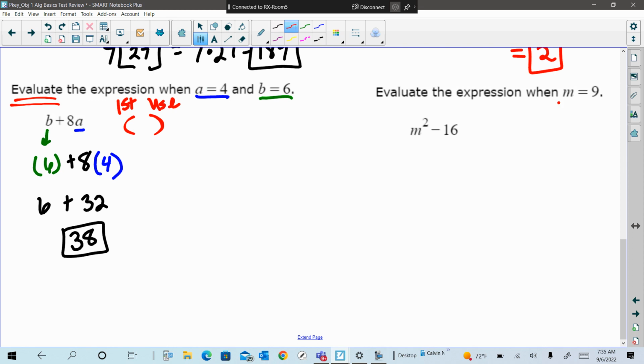Same here, we're going to substitute m for 9. M equals 9. So here's my m. It'll be 9 parentheses squared minus 16. 9 squared is 81. Then I'm just doing minus 16. And now it's just subtraction. So that's going to leave you with 75. No, 65, sorry.